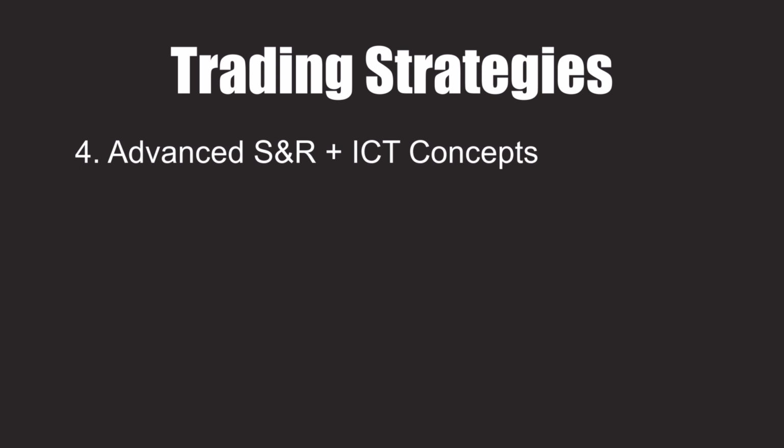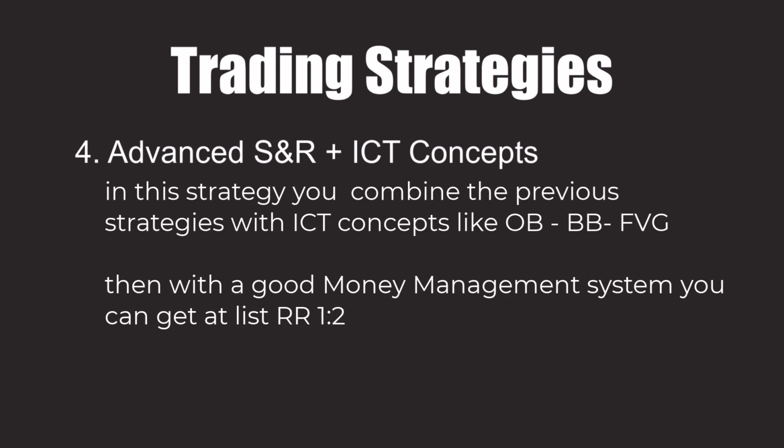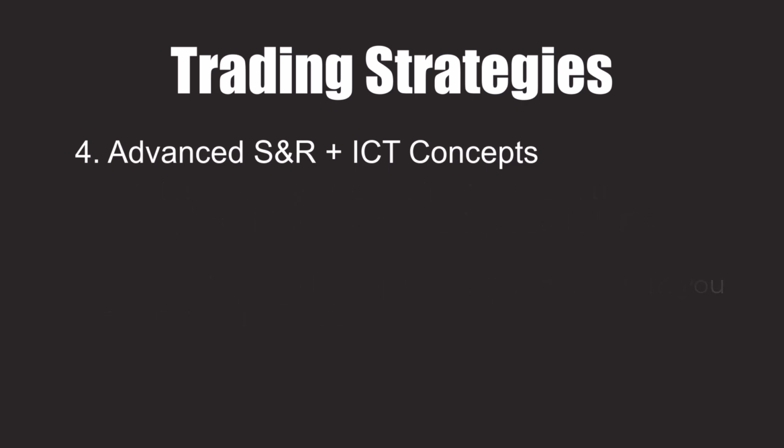And the fourth and last strategy, it's advanced support and resistance plus smart money concepts. First, you should combine your support and resistance with levels like fair value gaps or inverse fair value gaps to filter high probability entries. Then you can combine with breaker blocks to confirm liquidity shifts and even with order blocks to identify institutional buying or selling zones. This gives extra confluence and increases win rates.